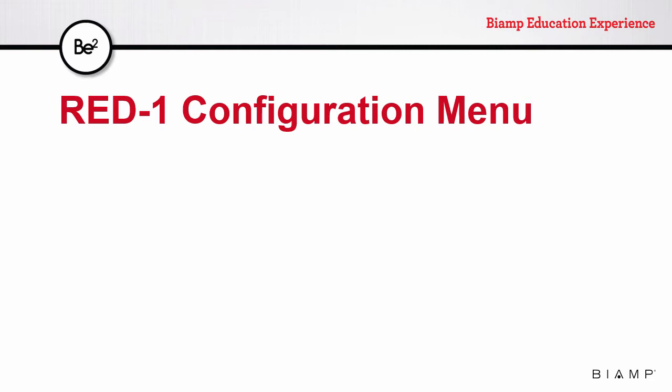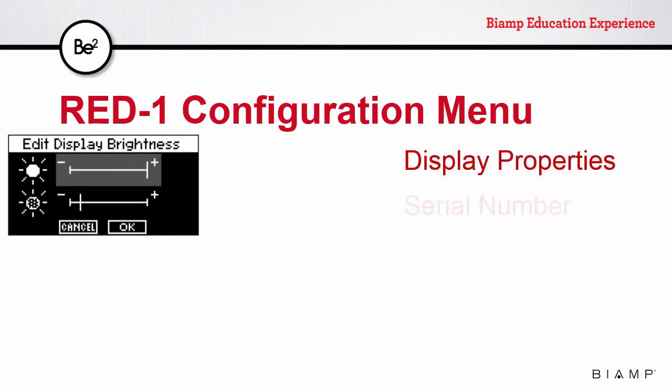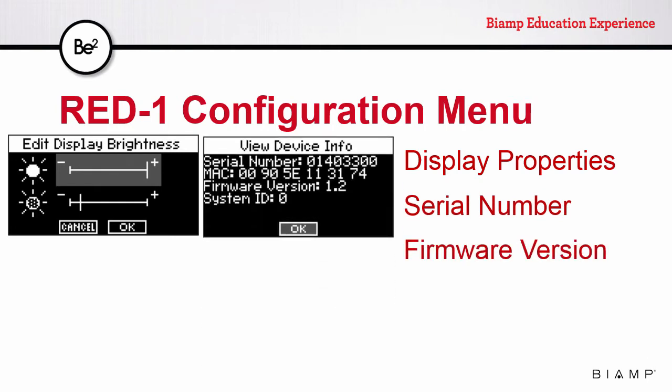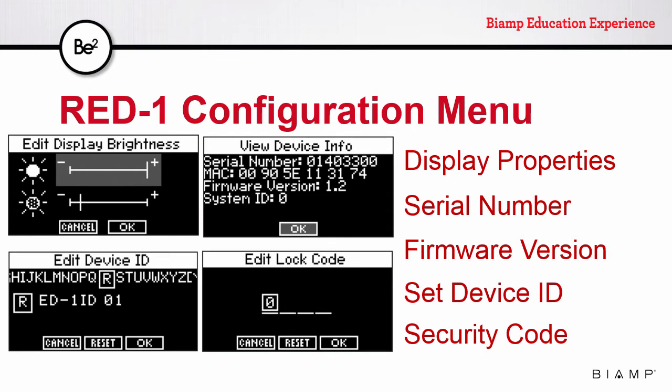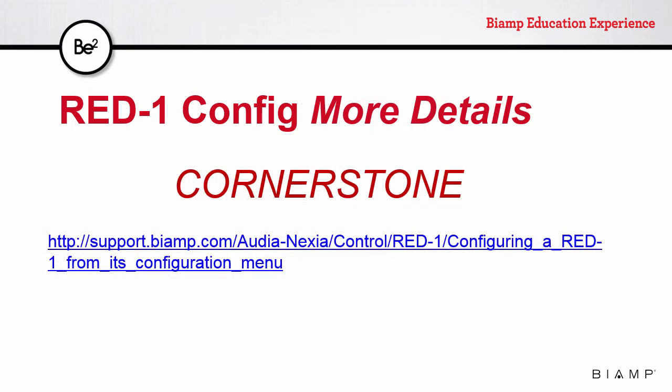Along with changing the network settings, this is where you would go to change display properties like the brightness and screen timeout, see the serial number, firmware version, and other device info. You can also set the device ID this way and add or change a security lockout code. Details about these items can be found on the support site here, or by typing RED-1 on support.biamp.com. Please read the page linked here, as information from it may appear in the quiz.